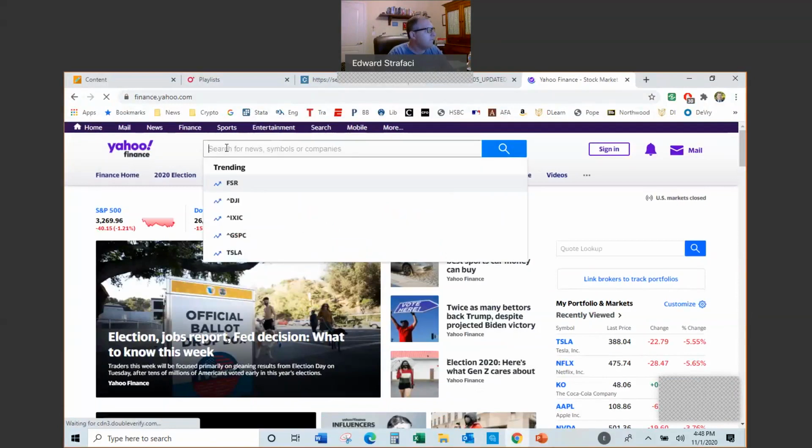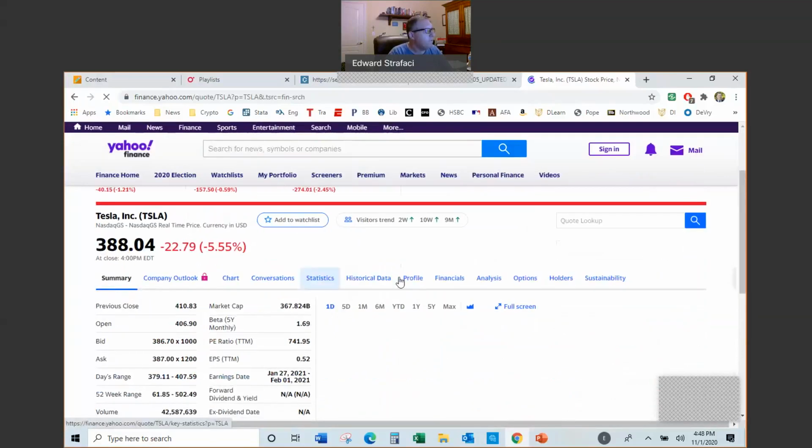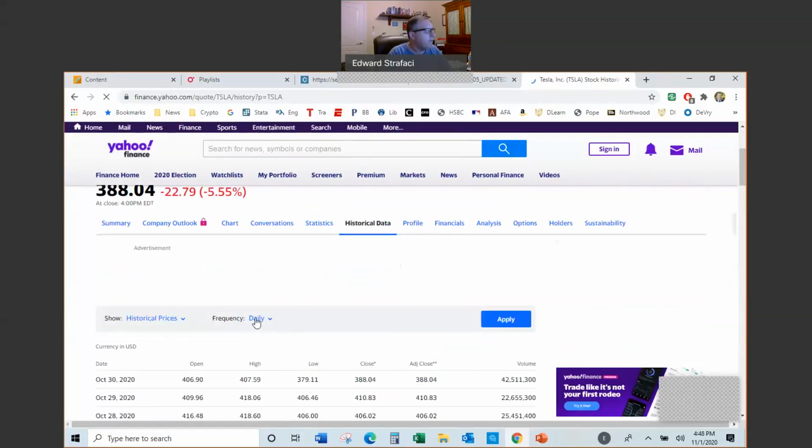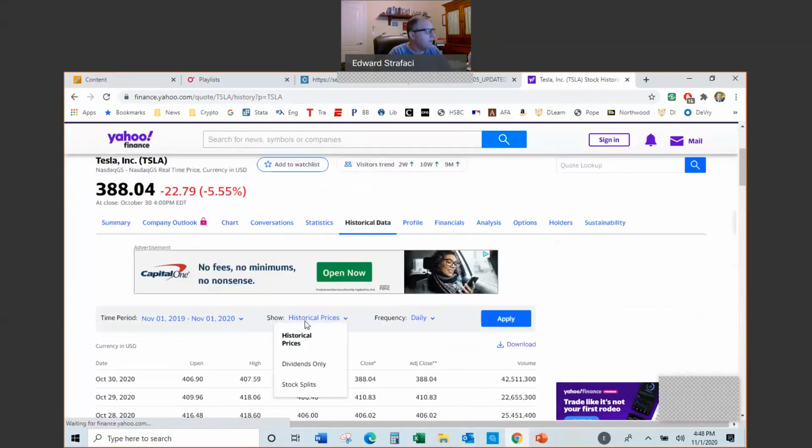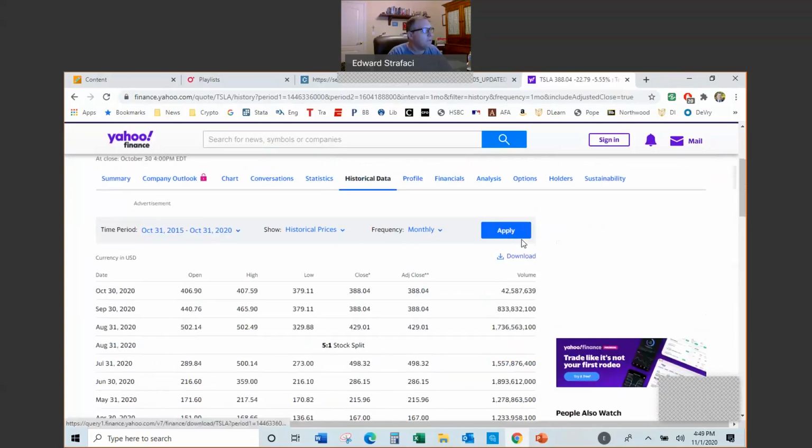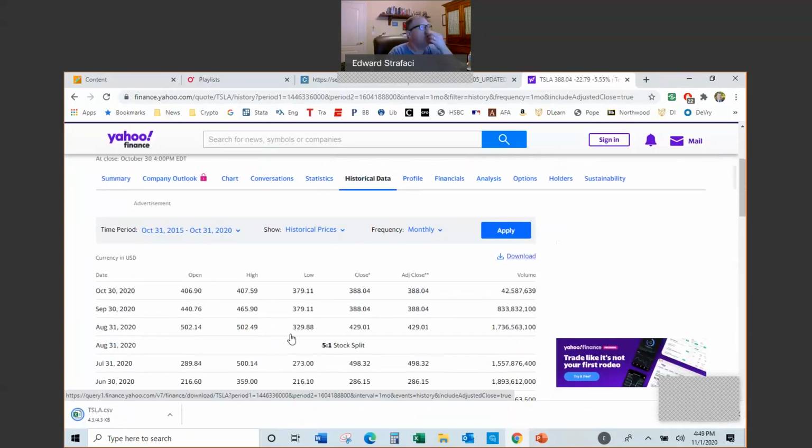So I could find, say, for instance, Tesla. And I can go to historical data. And I can pick monthly like they did. Bear with me. Frequency monthly. And in this case, they went from 1 year. But let's look at Yahoo 5 years of monthly data. I can apply it. And all they did was download that data. And you could do this, and you should try this at home.